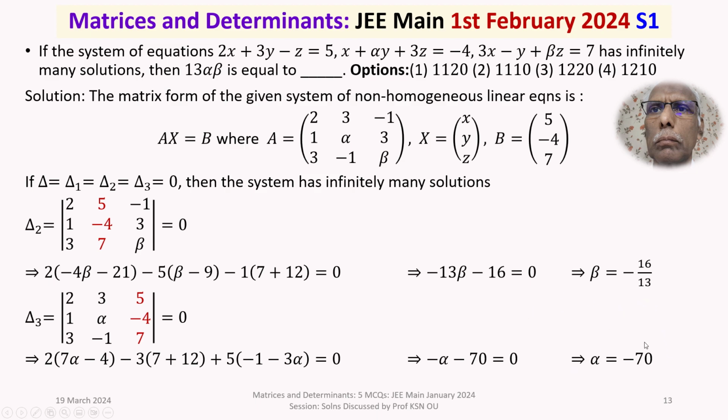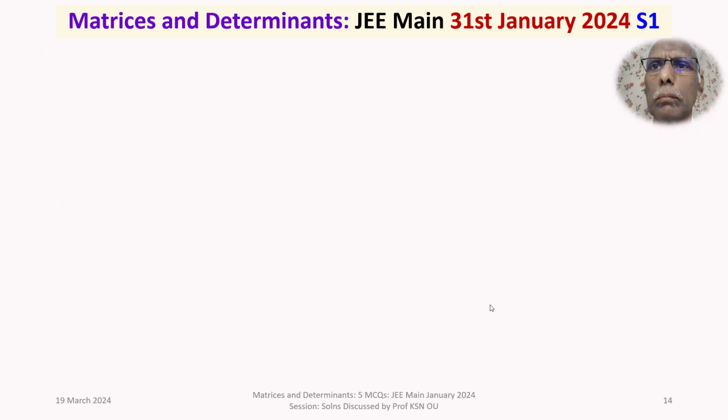There's the alpha value you got, the beta value you got, and now 13 alpha beta you can directly compute. And you will get the answer. But anyway, let's move to the next question, next slide.